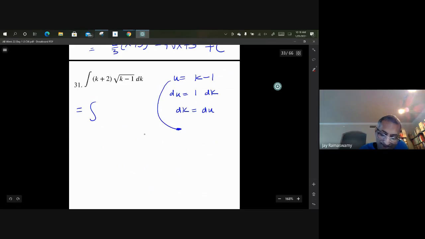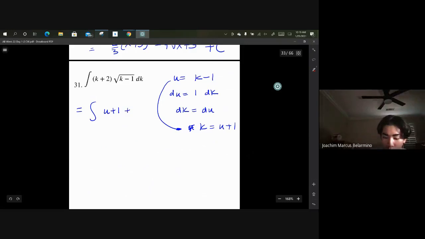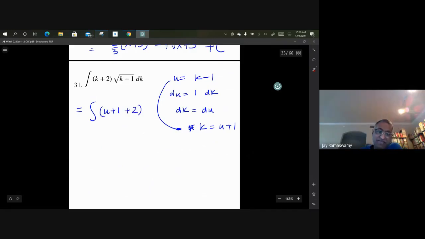Everybody look at my arrow. So k is nothing but u plus 1, because that k is not going to cancel. That k is not going to vanish. So k is nothing but (u plus 1) plus 2. Put a parenthesis so you don't get confused. And will that just become radical of u? And dk is nothing but du. Did everybody observe? Only k's appear. And that just becomes u plus 3. Can we write that as u to the 1/2?